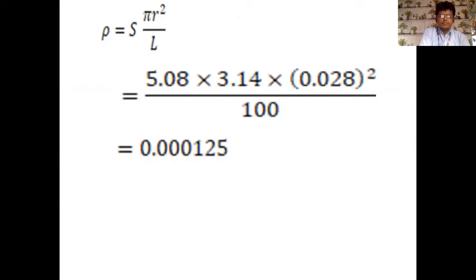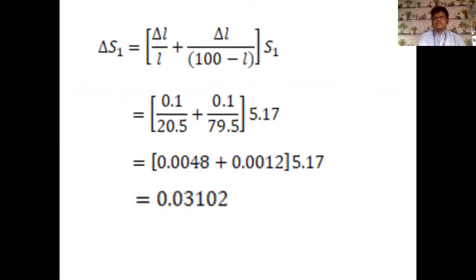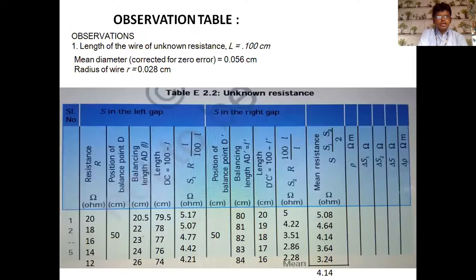Next, delta S1. Now delta S1, the equation is very easy: delta L by L plus delta L by 100 minus L, into S1. So the delta S1 value should come from the left gap column. Now delta L. The delta L value is the least count value of the scale. It is 0.1, both delta L are 0.1. So first in the left gap, you see the L value 20.5 and 100 minus L is 79.5.